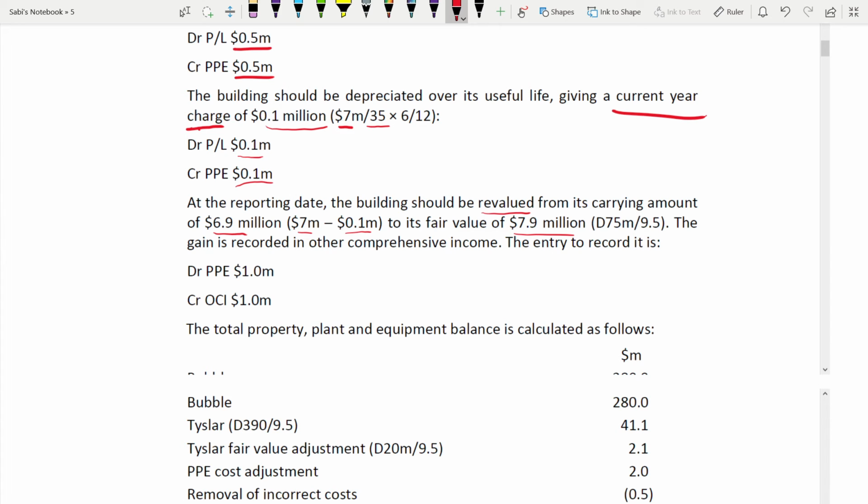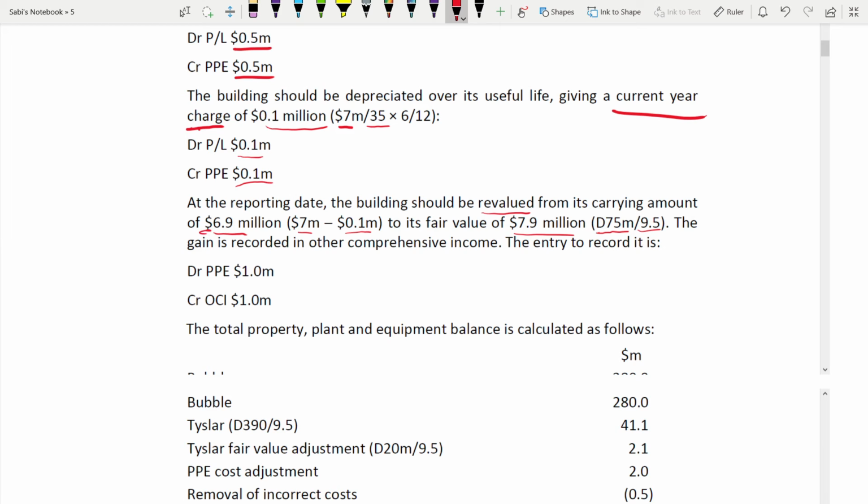What is the fair value? They told it was dinar 75 million. But this needs to be divided, okay? Because you want to compare the dollar with dollar. You cannot say 6.9 million versus 75 million. Come on. I mean, it should be some amount which has to be nearby, right? This is in dollar.